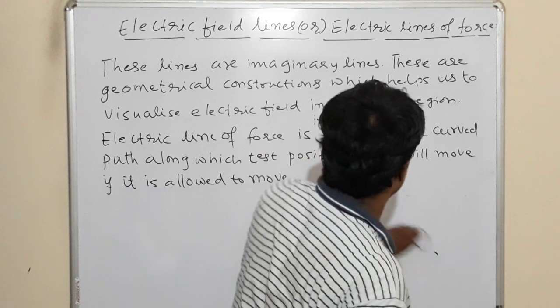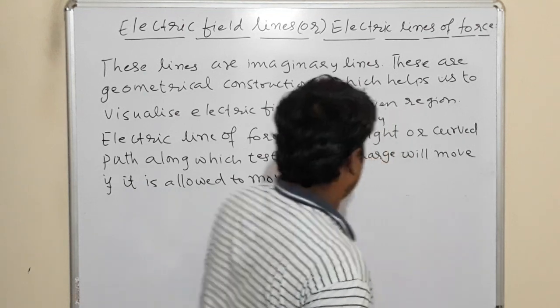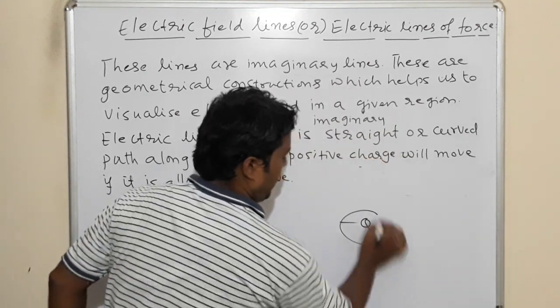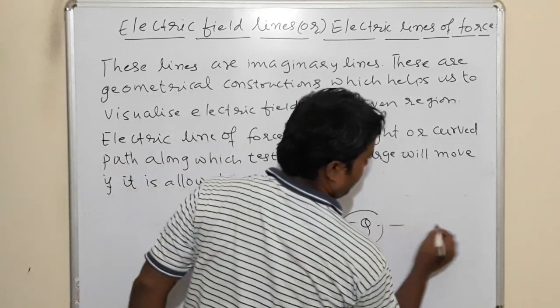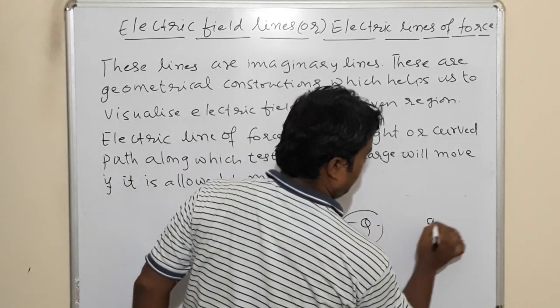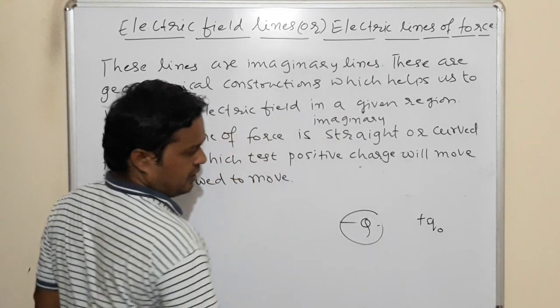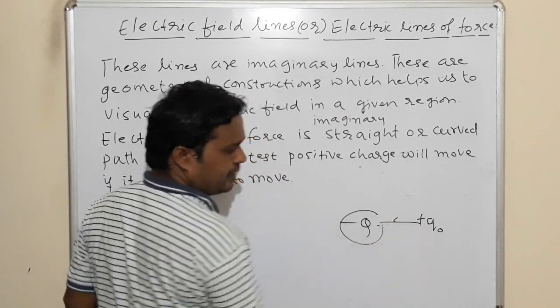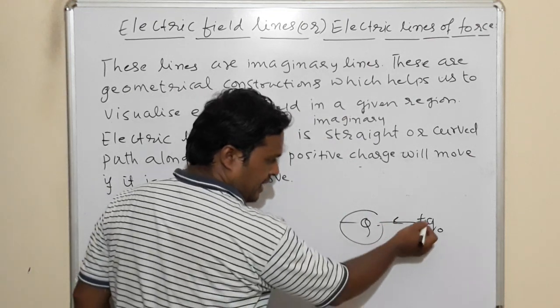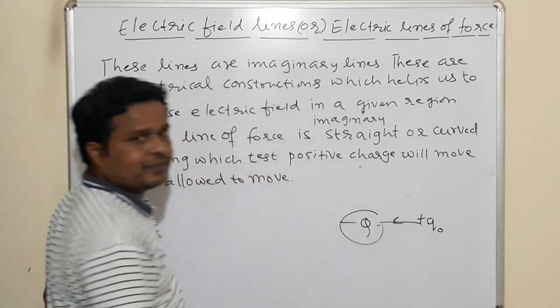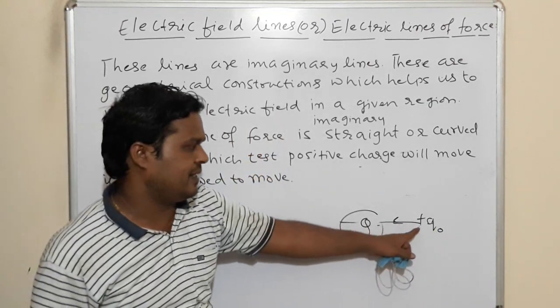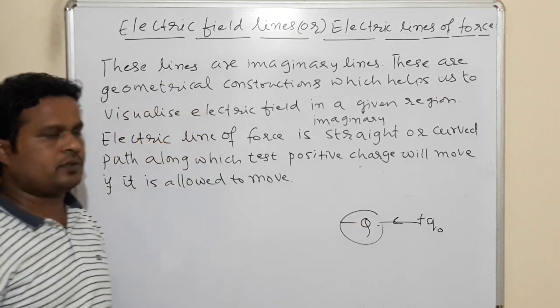Okay, then what the properties of these lines are? Suppose for example, if this source charge is negative like this, around this charge what we suppose is, here we place a test positive charge. This test positive charge will be attracted like this. It means it is imagined to move along this path. Therefore this path is considered as electric line of force.